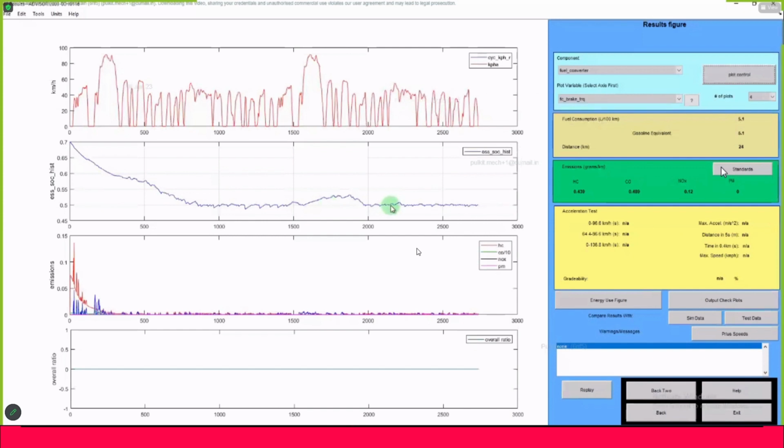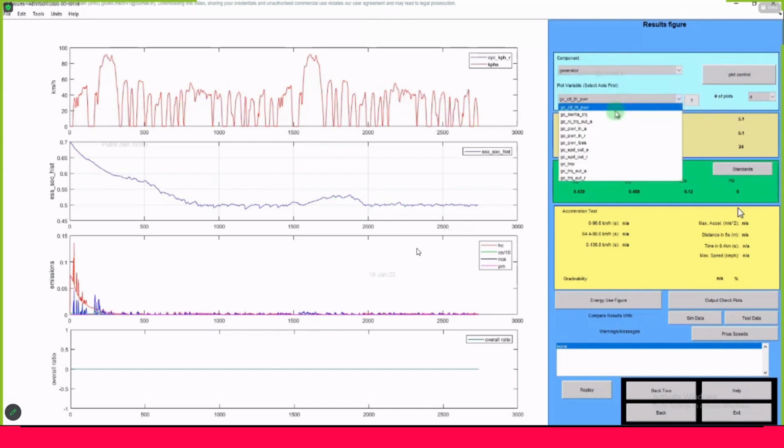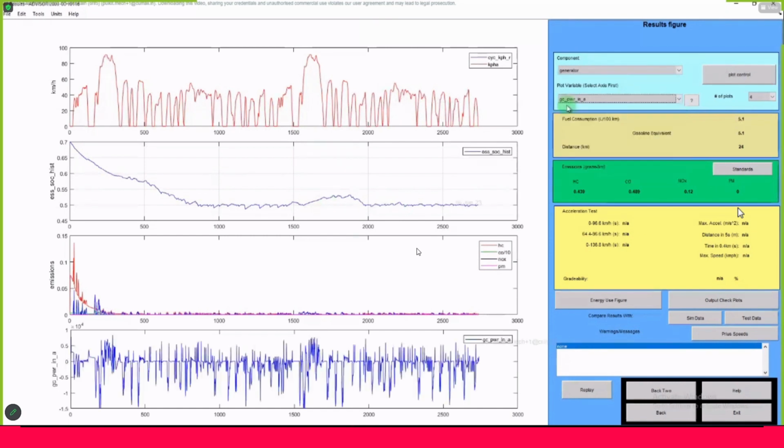Here you can change some of the plots. For example, if I wish to change this plot, I have to click here and then select what plot I wish to get. So if I wish to plot power, which refers to the generator component, this is generator power. Look at this generator power, and here you can see a lot of negative values, because in this condition the power will be flowing in the other direction.